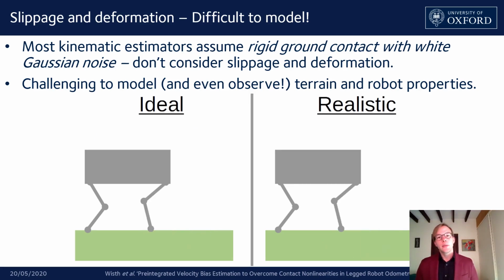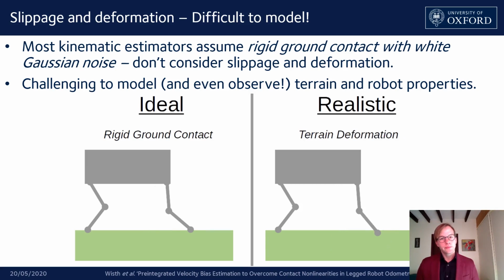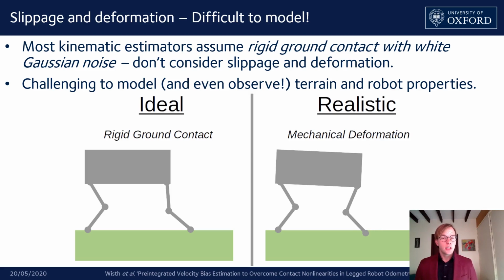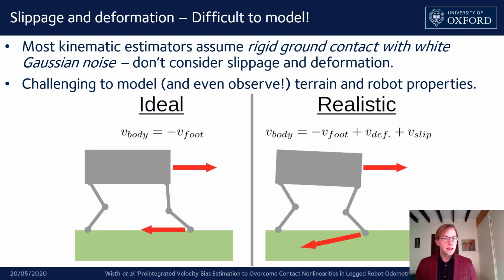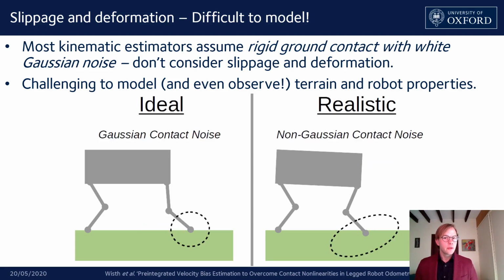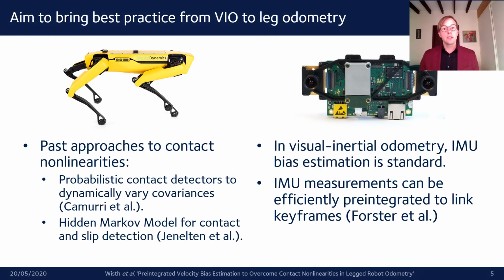However, this doesn't consider many real-life effects, including terrain deformation, slippage, and mechanical deformation of the robot. These extra effects are both challenging to model and observe. For example, how do you estimate and model the terrain properties of soft gravel? Previous approaches to dealing with contact nonlinearities include dynamically varying the covariance based on probabilistic contact detection, or using hidden Markov models to better model the transition between slip and rigid contact states.